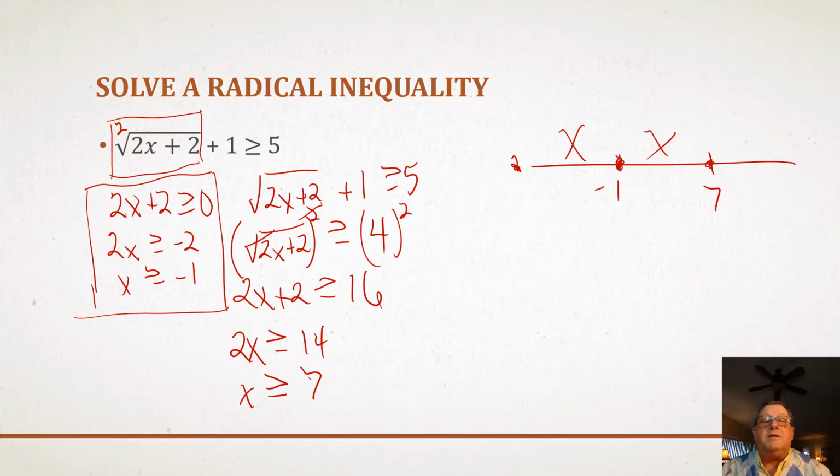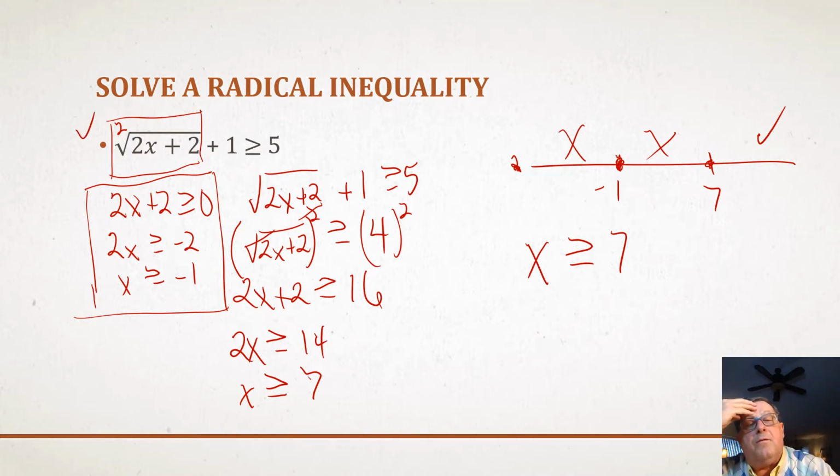Well, 5.24 is greater than or equal to 5. And so this interval is going to pass. Thereby giving me a solution set that x must be greater than or equal to 7. Any number greater than or equal to 7 is going to give us a true statement on that inequality.